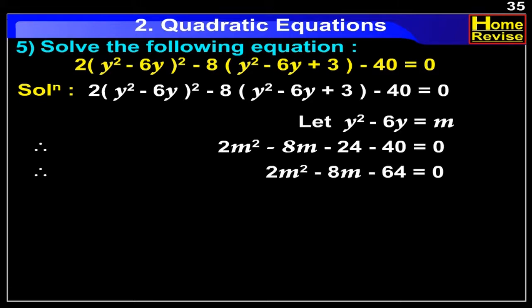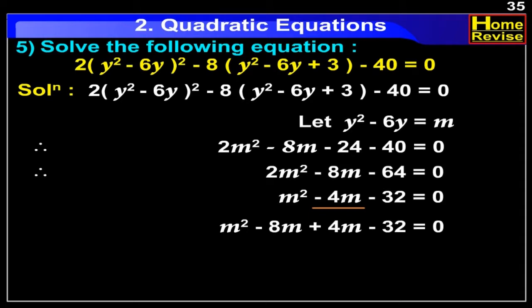Therefore, 2m square minus 8m minus 64 is equal to 0. Dividing the equation by 2 on both sides, we get m square minus 4m minus 32 is equal to 0. Splitting the middle term, we get m square minus 8m plus 4m minus 32 is equal to 0.